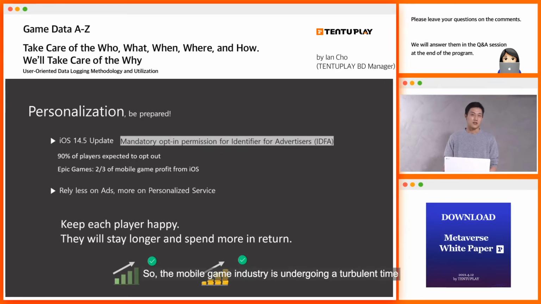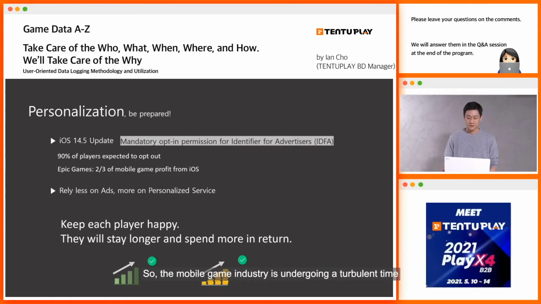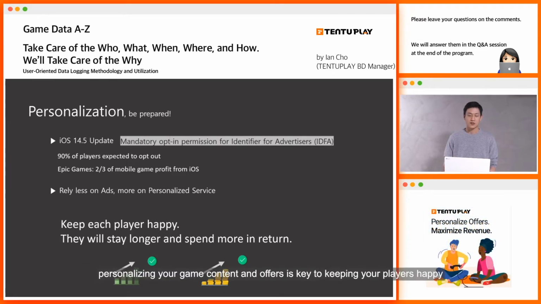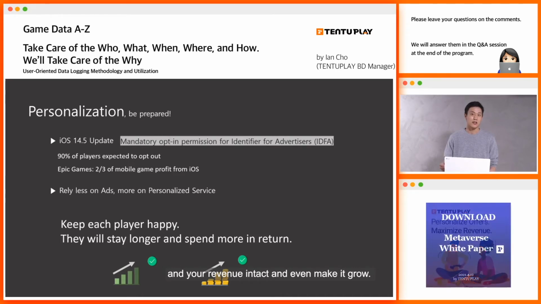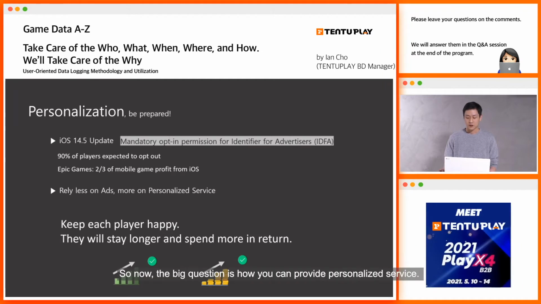So, the mobile game industry is undergoing a very turbulent time, and the whole paradigm of how games make money and trace players is shifting. So to survive and prosper, personalizing your game content and offers is key to keeping your players happy and your revenue intact or even make it grow. If you individually keep each and every one of your players happy, they will stay longer and spend more in return. So now the big question is how you can provide the personalized service. This is where behavioral data kicks in.